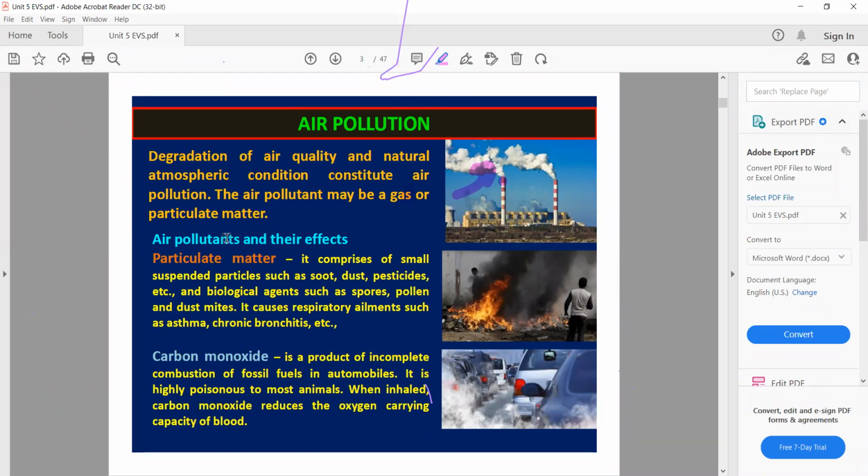So when you inhale these things, these polluting gases, what happens at that time? The hemoglobin in our body is not capable of carrying oxygen. They carry a lesser amount of oxygen, which causes breathing difficulty, right?